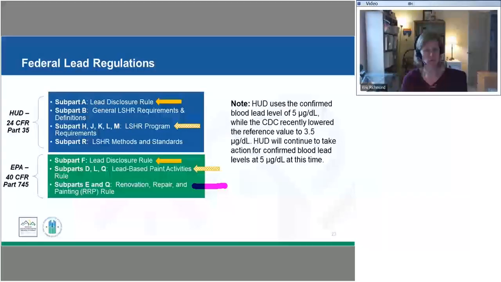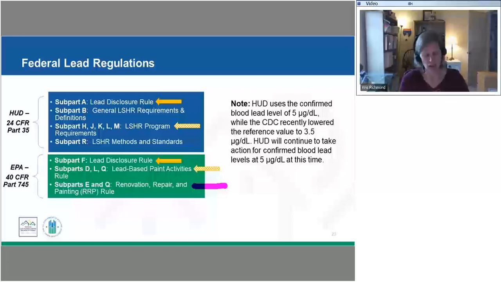So project-based assistance, or you'll see it listed as PBA on a lot of our slides here, it provides federal rental assistance that's tied to a specific property or a specific location, and it remains at that location throughout the term of the assistance. And project-based assistance follows Subpart H of the Lead Safe Housing Rule. So you'll see some of the programs that this covers: project-based rental assistance, project-based vouchers, also other types of project-based assistance that you might find in HOPWA, the Housing Opportunities for Persons with AIDS, or Continuum of Care, or Shelter Plus Care programs, or multifamily housing programs.